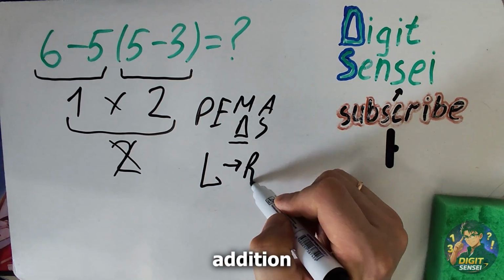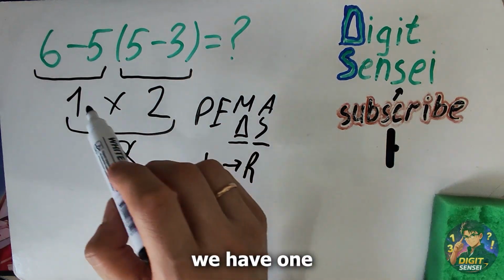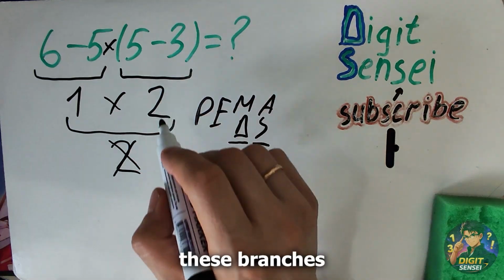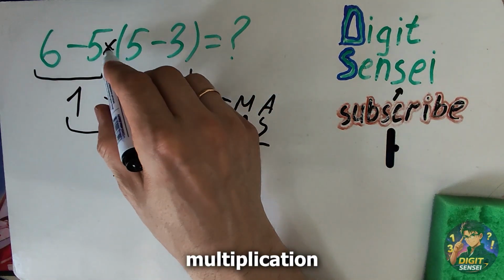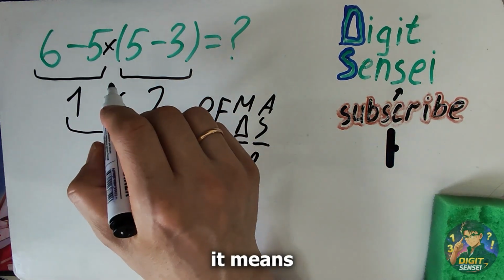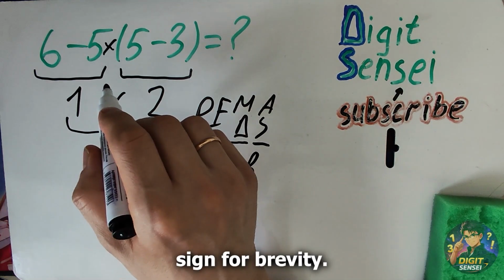And the same applies to addition and subtraction. In this expression, we have one subtraction, one multiplication, and one parentheses. Inside this parentheses, we have one subtraction. Here we have a multiplication, because in mathematics when a number is placed next to parentheses, it means multiplication, and we usually don't write the multiplication sign for brevity.